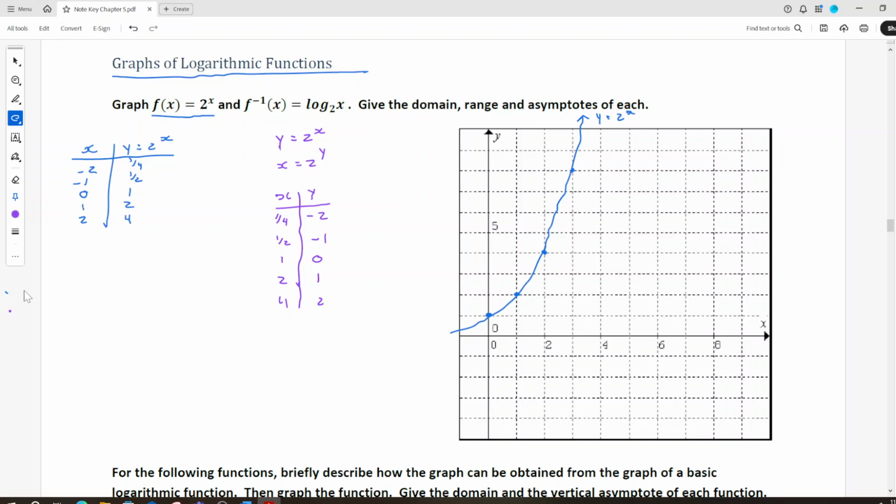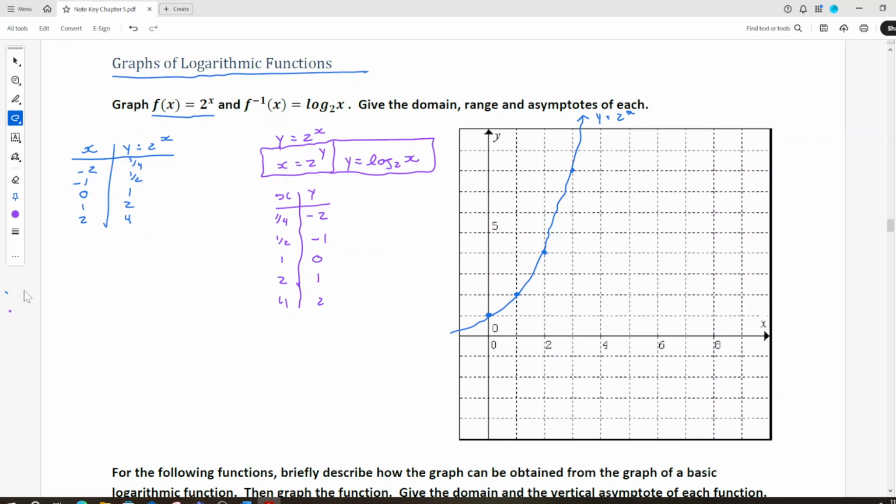Now, why is this a logarithmic graph? Well, just to remind you that if you have x is equal to 2 to the y, a logarithm allows you to solve for y. So y equals, it allows you to solve for the variable in the exponent. y equals log base 2 of x. So x equals 2 to the y is the same as y equals log base 2 of x.